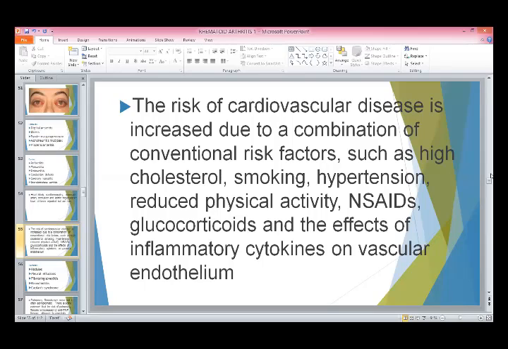The risk of cardiovascular disease is increased due to a combination of conventional risk factors such as high cholesterol, smoking, hypertension, reduced physical activity, NSAIDs, use of glucocorticoids, and the effects of inflammatory cytokines on vascular endothelium. So they're multifactorial, multiple factors are involved, and they can precipitate cardiac complications in a patient with rheumatoid arthritis.